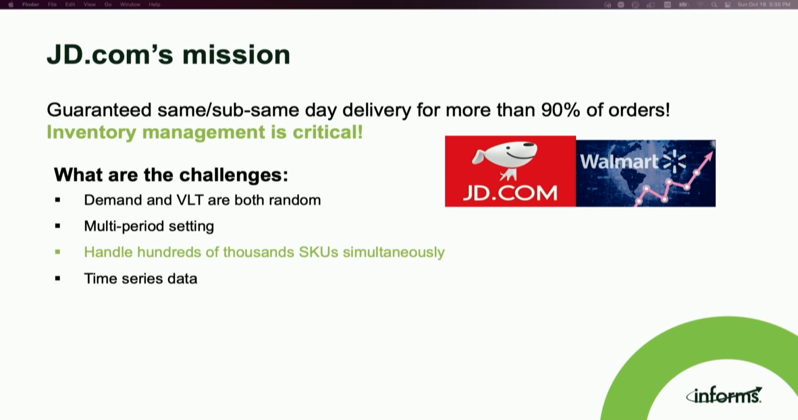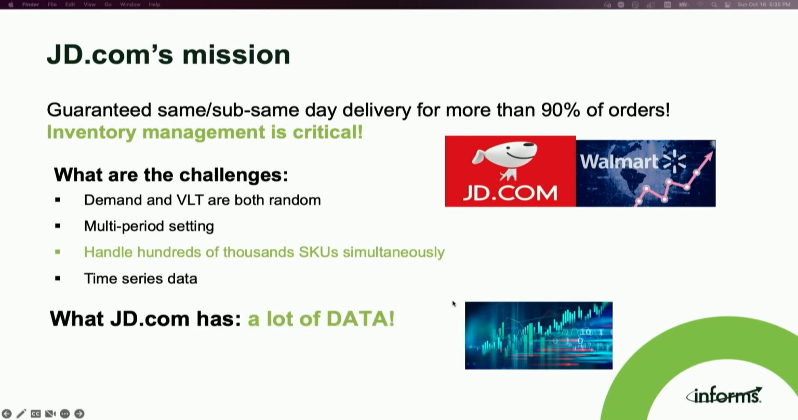There are many challenges. The demand and vendor lead time are both random, so we are facing multiple sources of uncertainty. And it is a multi-period setting, so it is not a one-shot decision. JD.com has to handle hundreds of thousands of SKUs simultaneously, so it must be automatic and scalable. And also the data has a highly time series nature. Fortunately, we have a lot of data to use.